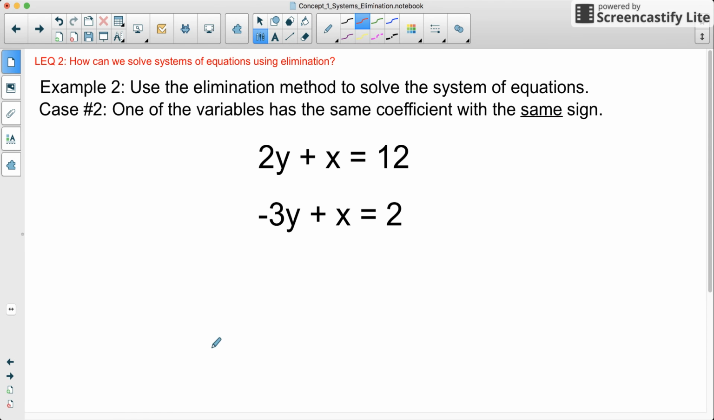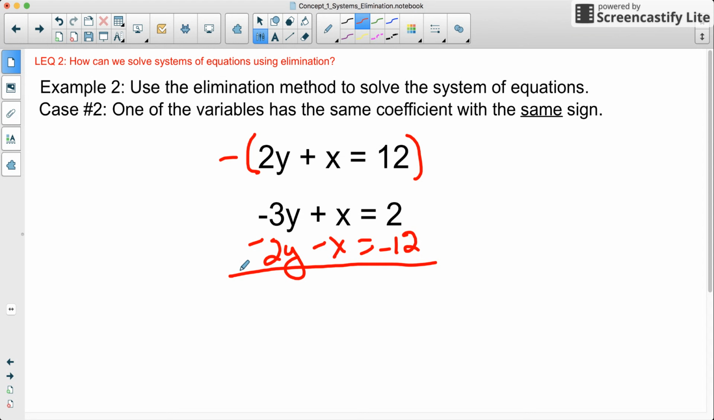All right, let's try another one. Example number 2. One of the variables has the same coefficient with the same sign. So here I have plus x and plus x. So for this example, I'm going to have to multiply the top or the bottom, I'm just choosing the top, by a negative. When I multiply by a negative, I change the sign of every term. So for this, I'm going to have negative 2y minus x equals negative 12. So everything became negative because everything was positive.